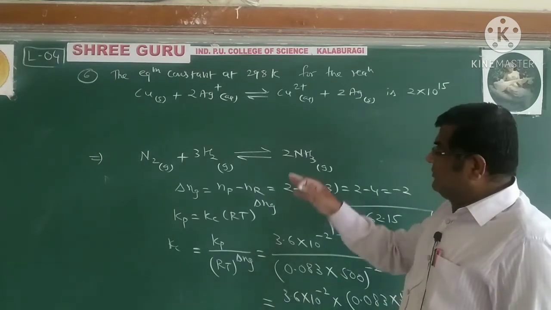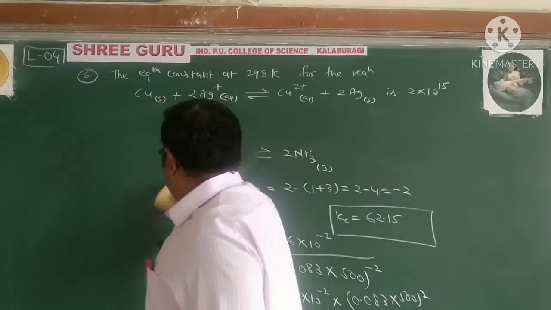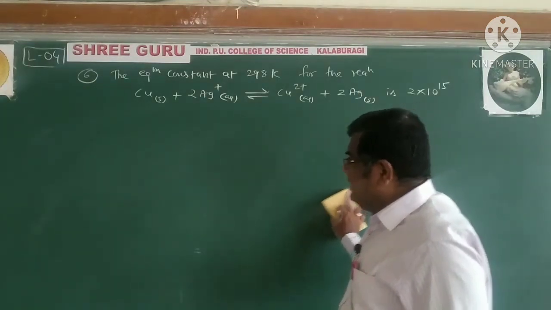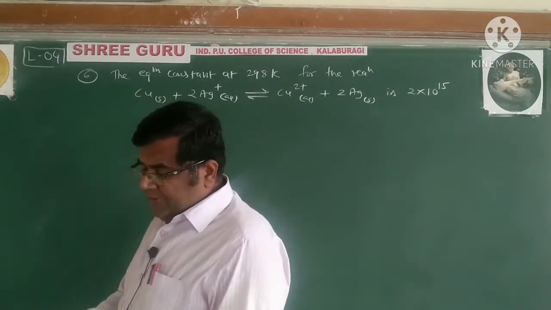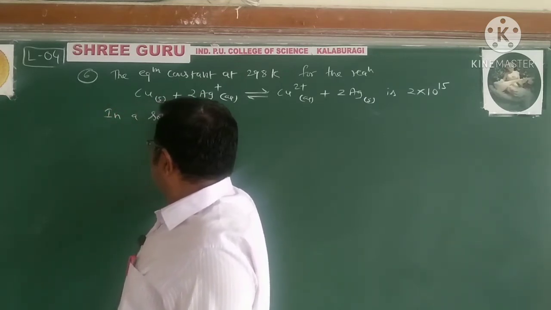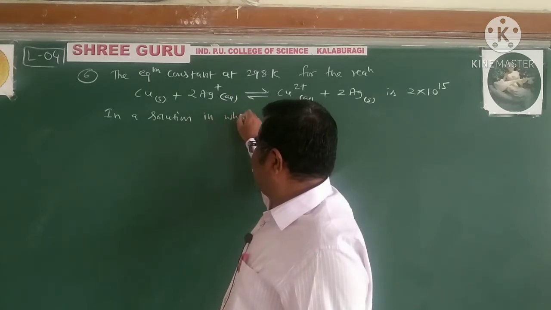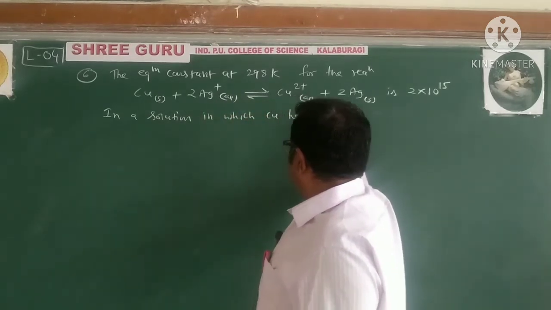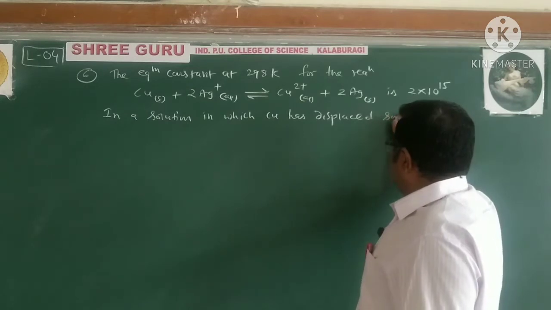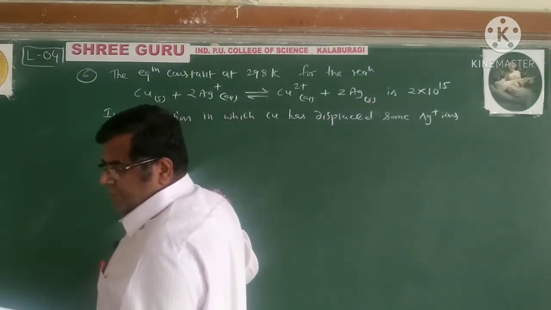Very high equilibrium constant means the reaction will go in the forward direction. Means copper can displace silver from its salt solution because copper is a more reactive metal than silver. But the question is, in a solution in which copper has displaced some silver ions from solution.